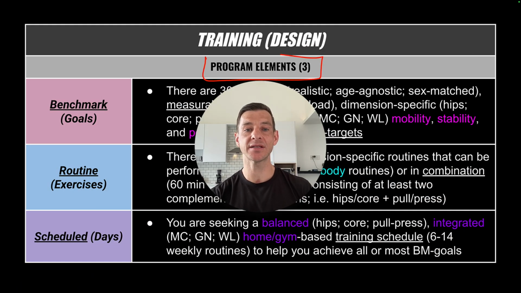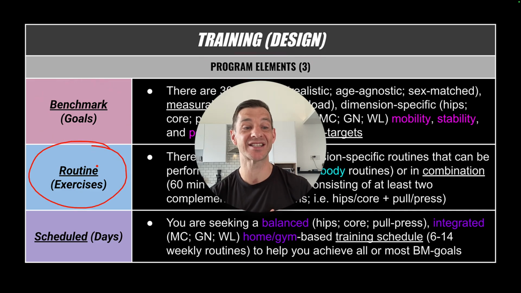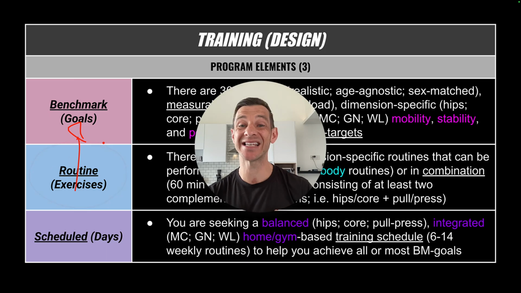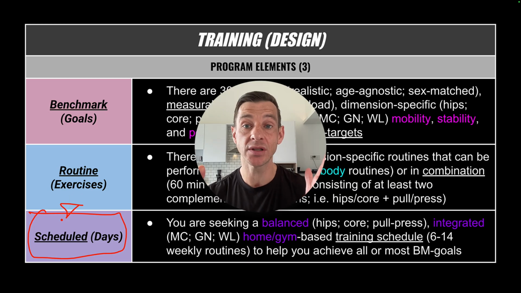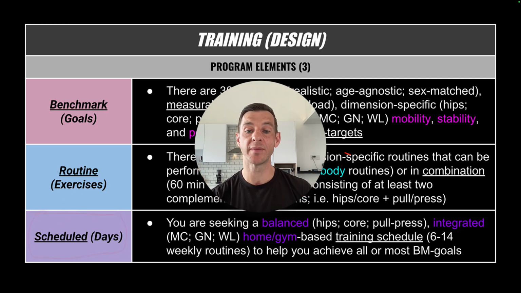So in summary, our 3 program elements is the process by which we select the goals that are most meaningful to us, where we select the routines and exercises that will match or guarantee the expression and achievement of those goals, and finally, where we create a weekly schedule that allows us to implement our split or total body routines in the way that fits our needs.